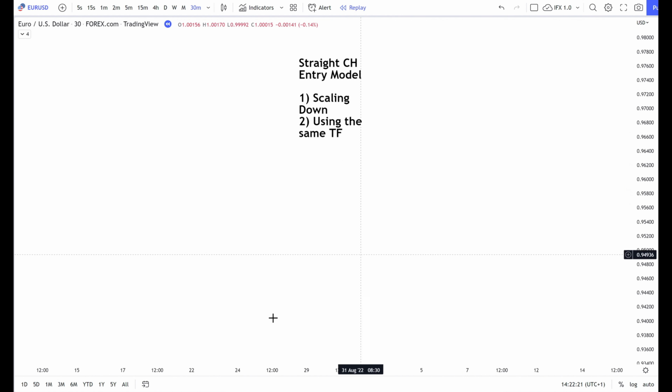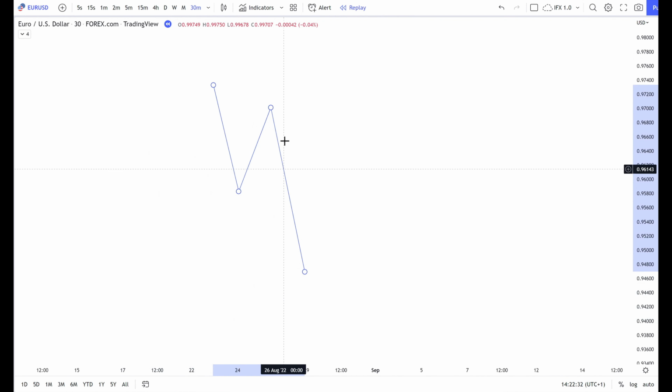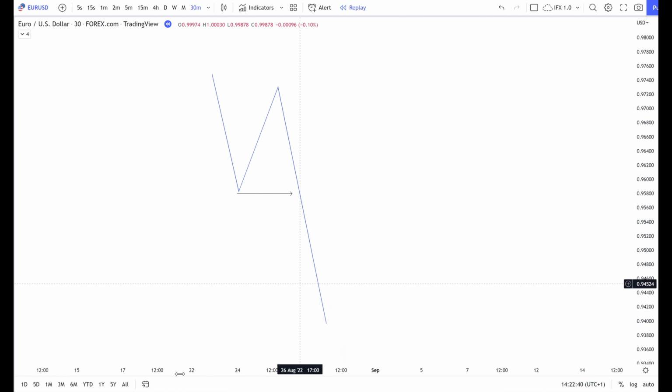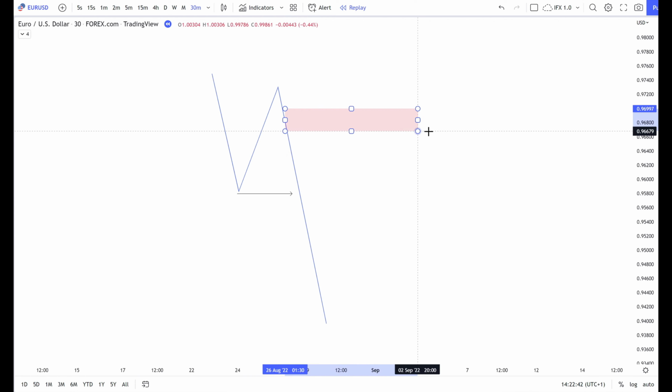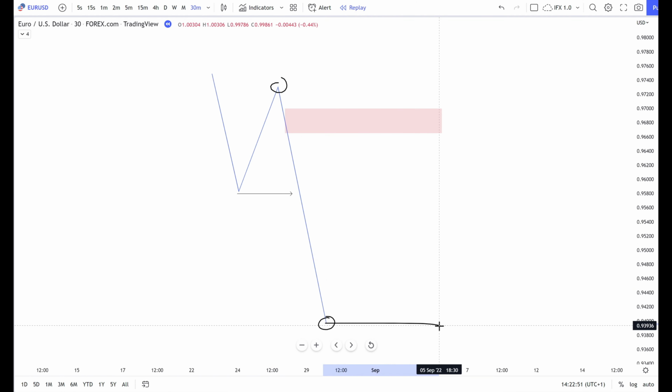Now the question is, so I'll just draw it out. I'll just draw this out a bit more clearly. So we've seen that breaking structure, and we have a POI within premium situated nicely to sell. Remember, this is our strong high, this is our weak low, this is targeted, this is protected. I'm not going to go into too much detail about other things, just strictly going to speak about this entry model and how we can use it.